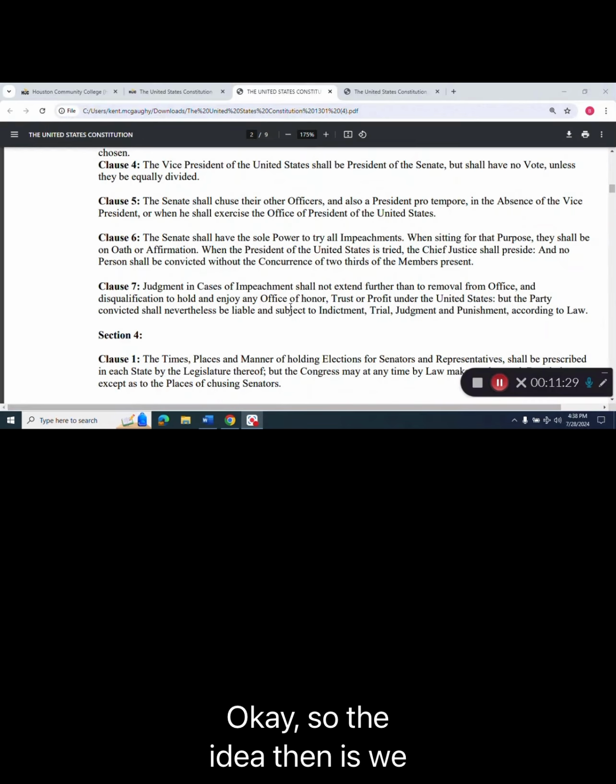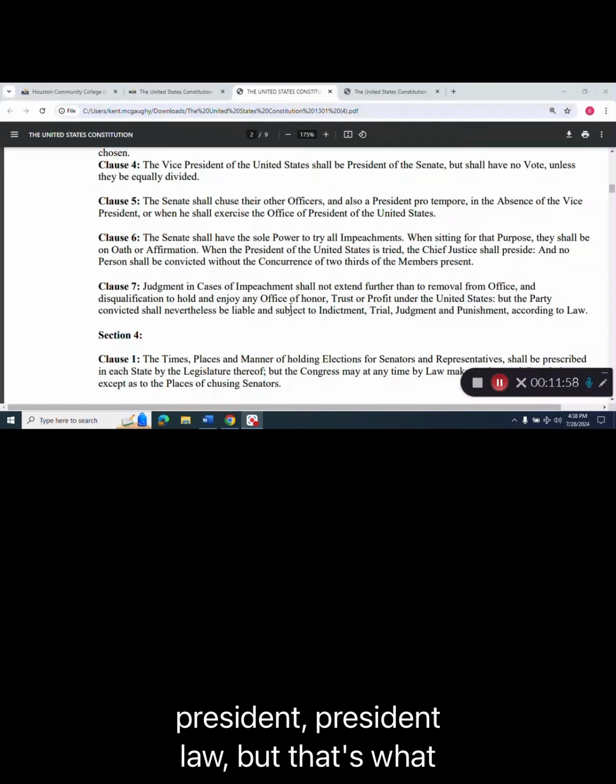Okay? So the idea then is we like to tell ourselves that presidents are not above the law. But in a kind of real way, when they are actually president of the United States, they kind of are above the law. You kind of have, and I know this is kind of tough, you have the law, you have the president law. But that's what the impeachment process is about.